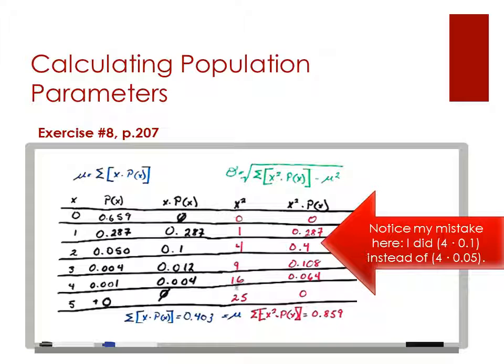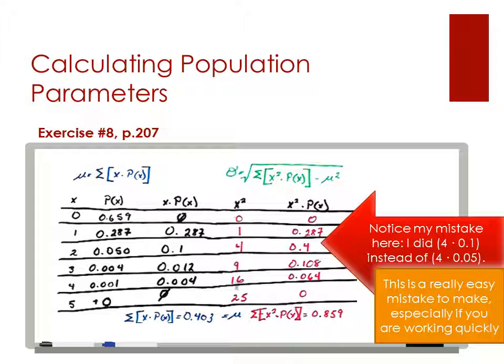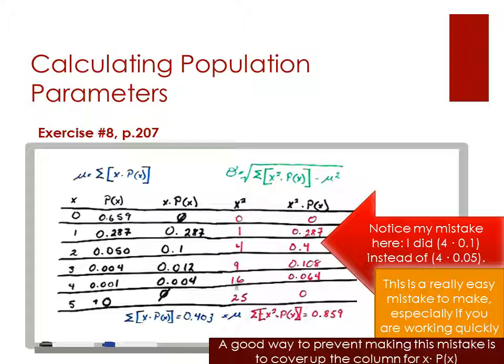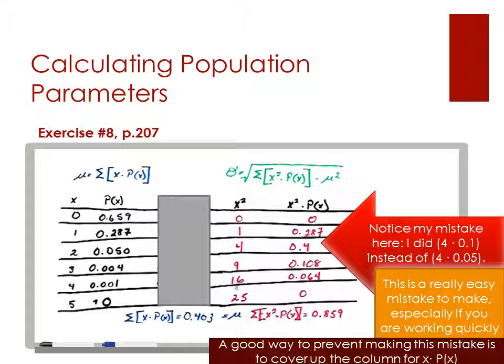Okay, now notice my mistake I made here. This is a really common and easy mistake to make. I multiplied my 4 times 0.1 rather than times the 0.05 because it's just very easy. It's the column right next to it. This is a really easy mistake to make, especially if you are working quickly. So if you're trying to rush through your problems, you're likely to make this error. A good way to prevent making this mistake is to cover up the column for x times p of x so you simply can't see it. Literally, sometimes just cut a small piece of paper that you can use to cover it. So you apply it like that. That prevents you from making that calculation mistake.